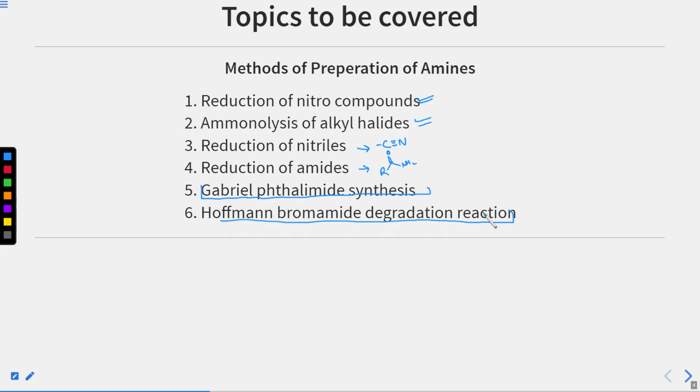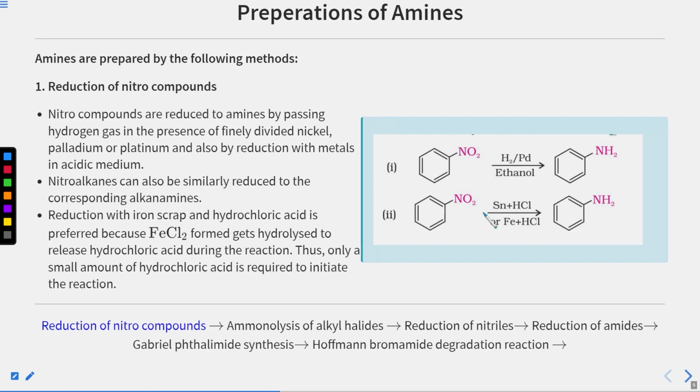First of all, the reduction of the nitro group. This is called nitro. So what are we doing? We are taking nitrobenzene and reducing it. We can reduce it in two ways. First, we can use catalytic reduction, in which we use H2 gas in the presence of finely divided palladium, and the solvent used is ethanol. Now you would ask, sir, can we use an aliphatic chain in place of this aromatic one? Of course, no problem. You can use that also.